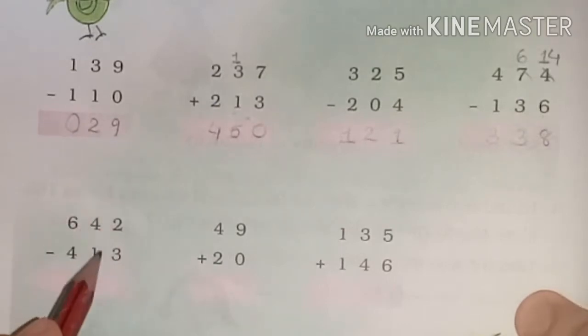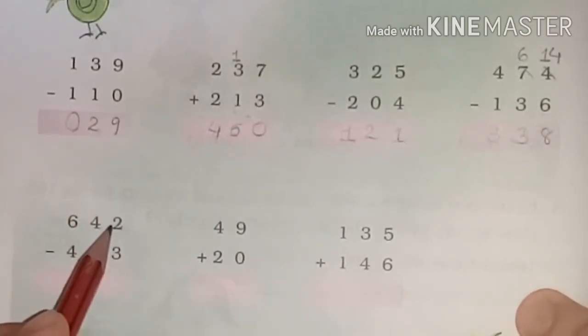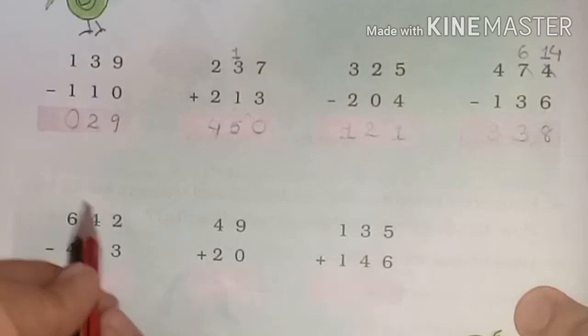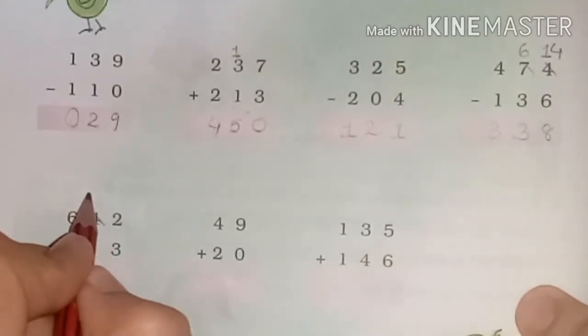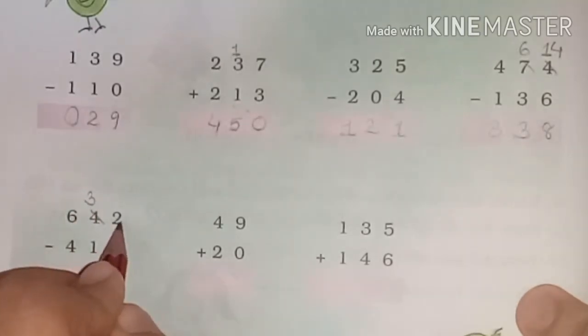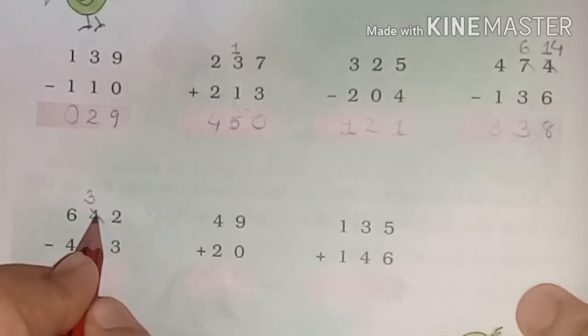Again subtraction sum is there. Again here we need to borrow, because 2 minus 3 is not possible. So we will follow the same steps. From tens place I am going to borrow 1. So this 4 will become 3. This 2 was already there in ones place. I am getting 10 from this place.